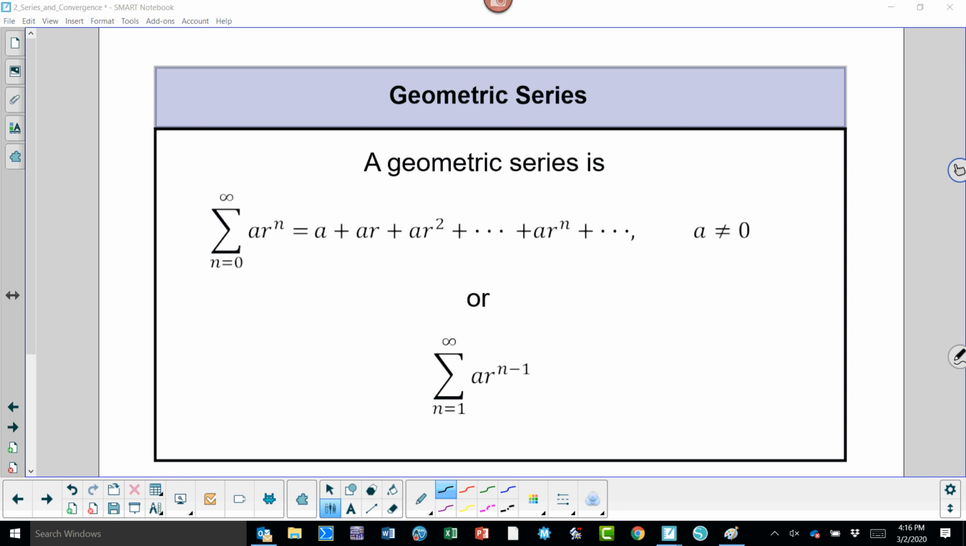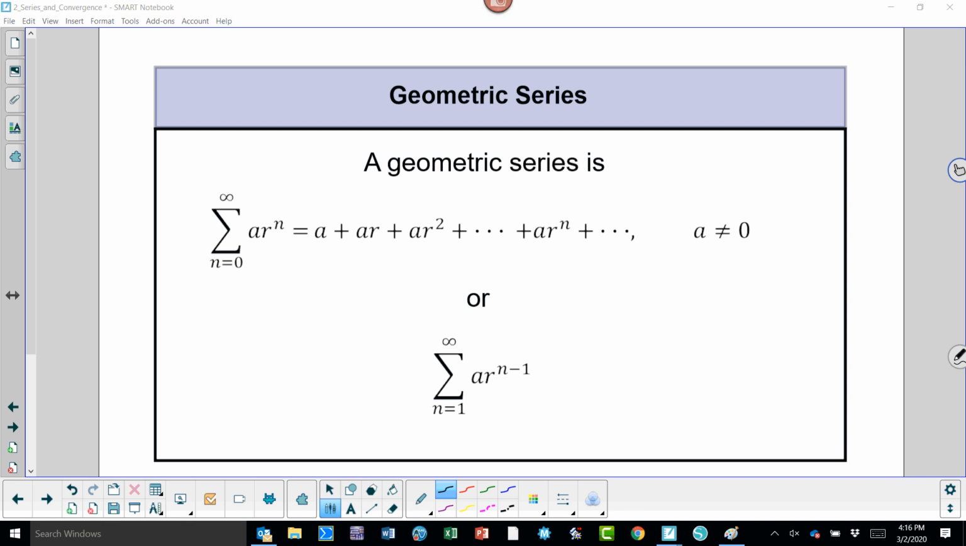Okay, this is the continuation of series in Convergence, so section 9.2. So we're going to start with talking about geometric series. What we learned in class is that a series is the sum of the terms of a sequence. And again, that big capital letter sigma means sum.